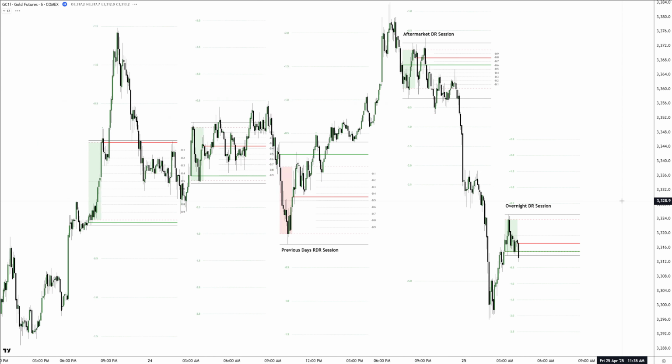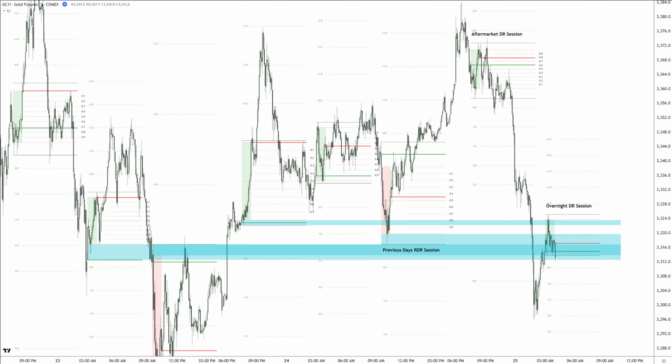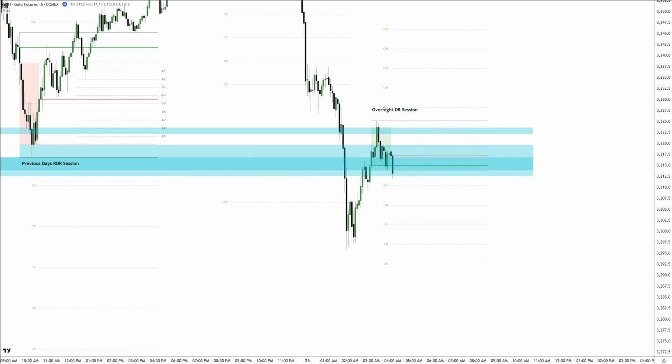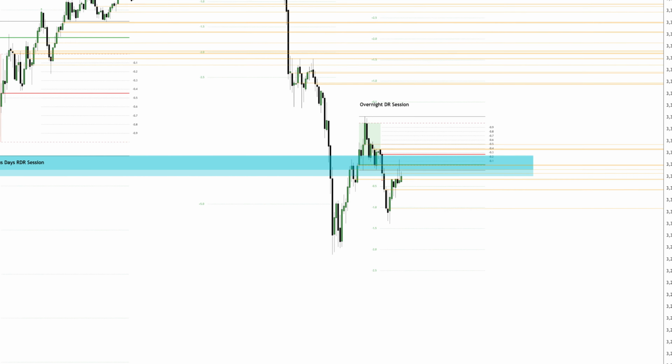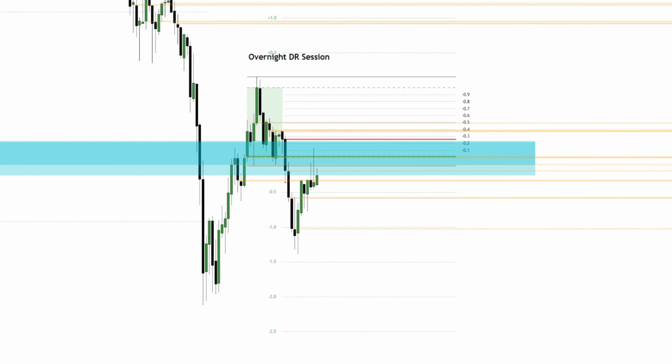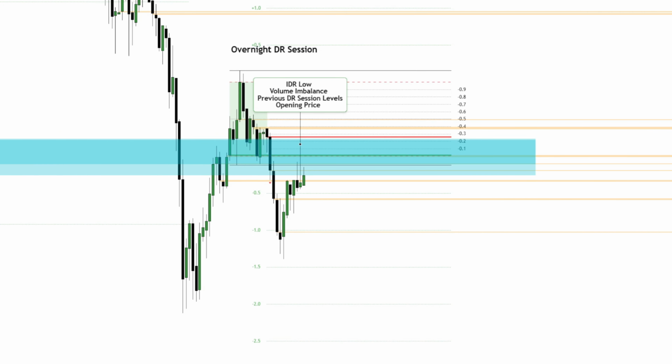Zooming out to get better context, we notice several previous DR session levels from prior days that line up nicely with the current defining range. These become critical for potential price reactions and can serve as additional layers of confluence. As the session progresses, price pushes beyond 1 standard deviation, then begins retracing. It comes back into the defining range and reacts right off the IDR low, a cluster of volume imbalances, some previous DR session levels, and the opening price.